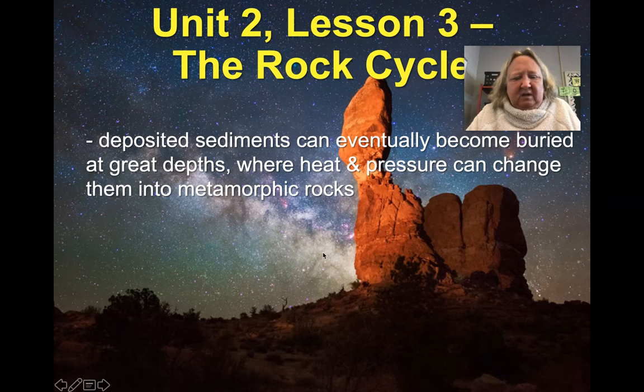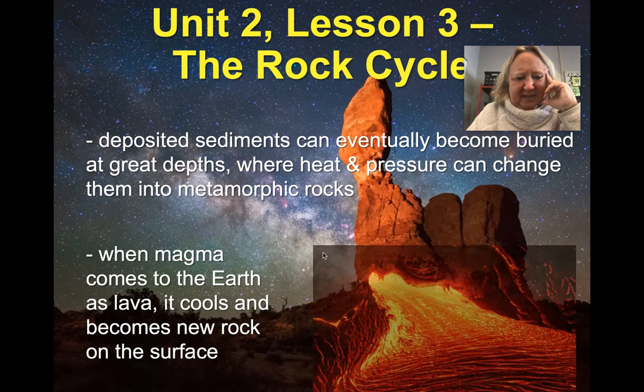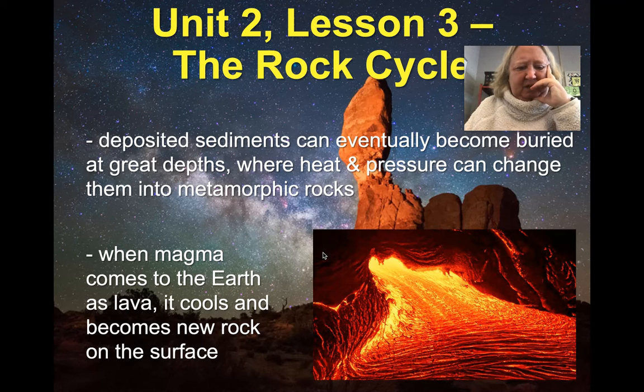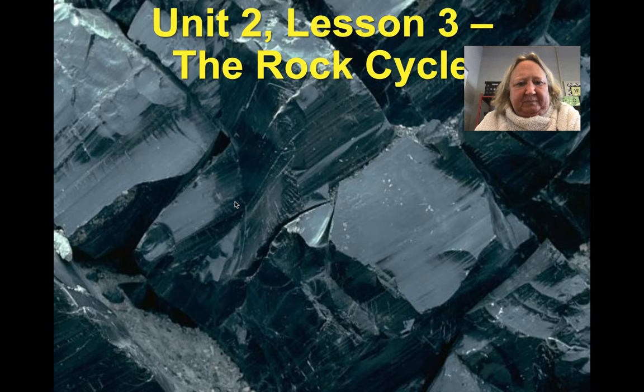All right. So then they eventually become buried real deep. Heat and pressure change them into metamorphic rock, which we will look at here in a second. All right. So when magma comes to the earth, it becomes lava, and we'll look at the differences in those words later. It cools and then becomes a new rock. If you remember, that was one of our 3 ways that minerals form.